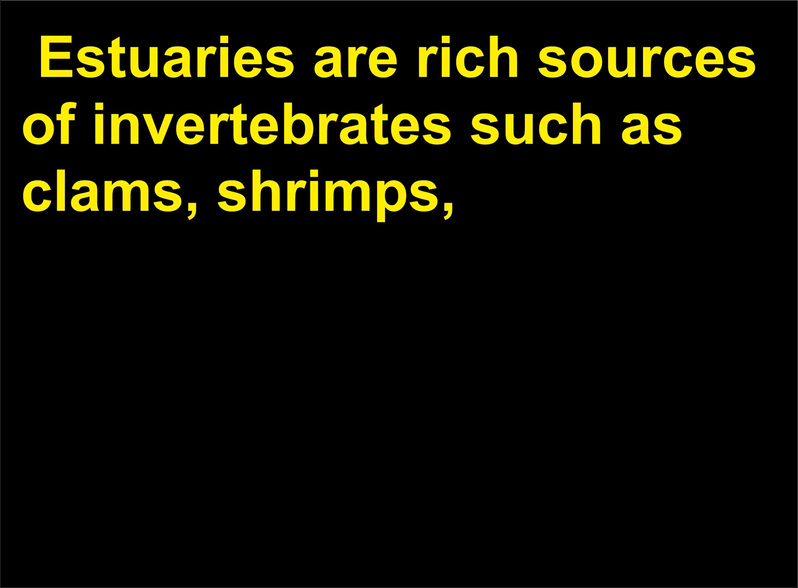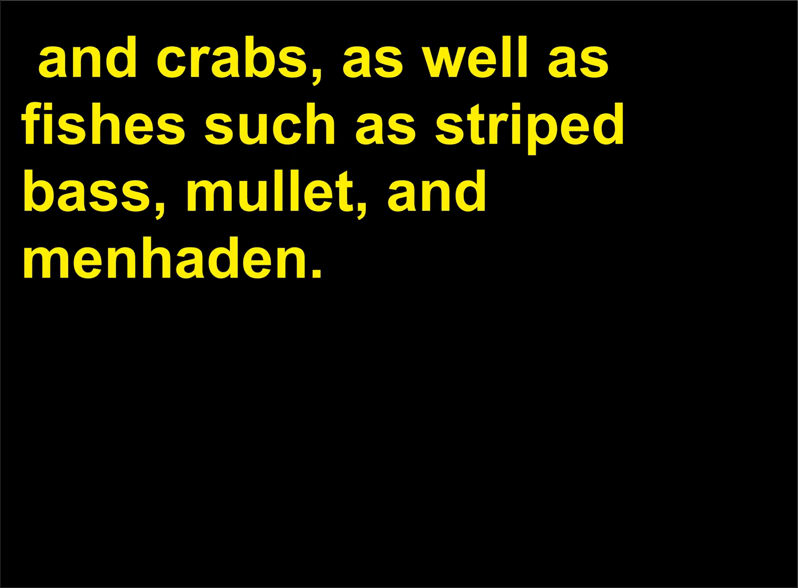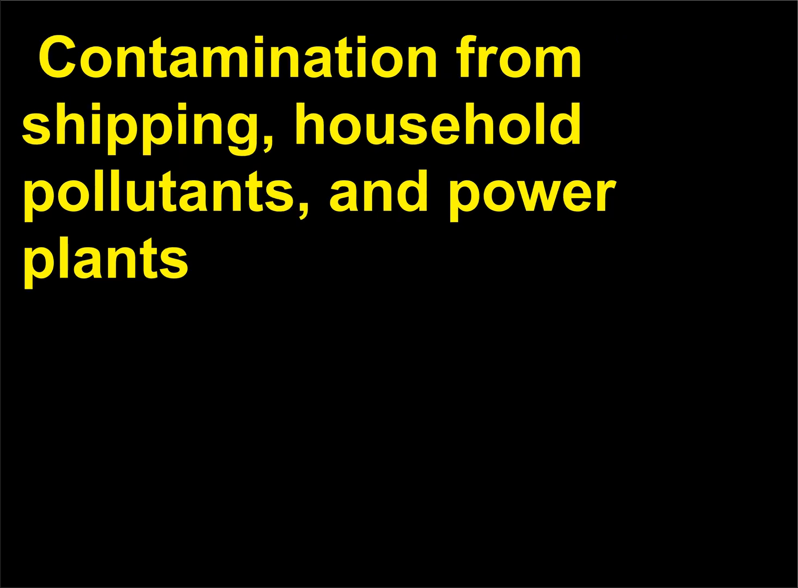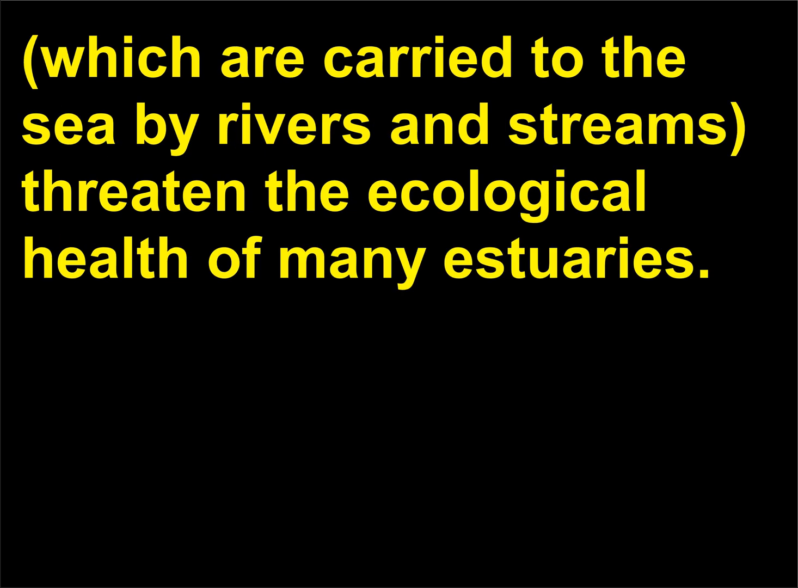Estuaries are rich sources of invertebrates such as clams, shrimps, and crabs, as well as fishes such as striped bass, mullet, and menhaden. Unfortunately, estuaries are also popular locations for human habitation and businesses. Contamination from shipping, household pollutants, and power plants, which are carried to the sea by rivers and streams, threaten the ecological health of many estuaries.